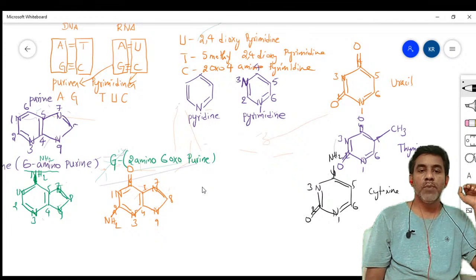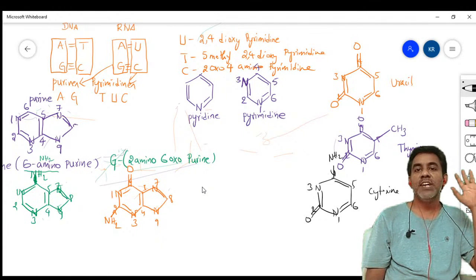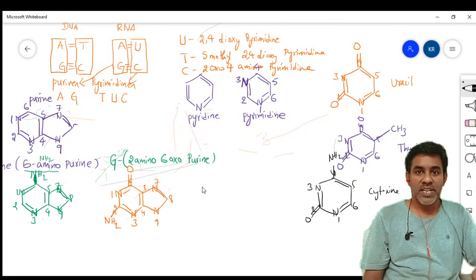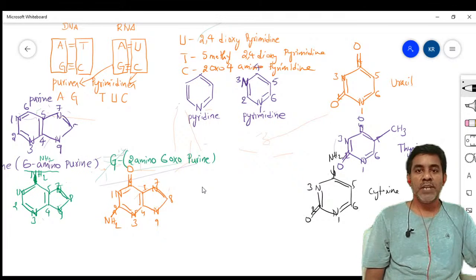And coming to the pyrimidine molecules, first one is uracil, 2,4-dioxypyrimidine, followed by thymine. The difference is at the 5' location you will find the methyl group. So here 5-methyl 2,4-dioxypyrimidine is the thymine, and last one is cytosine. So here 2-oxo 4-amino pyrimidine is cytosine. So like that we come across the structures of nitrogen bases.